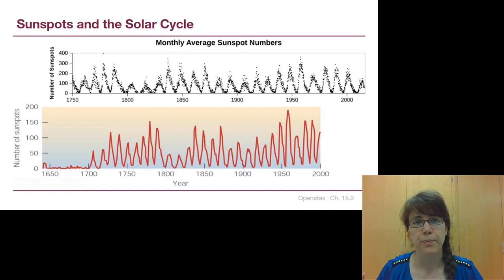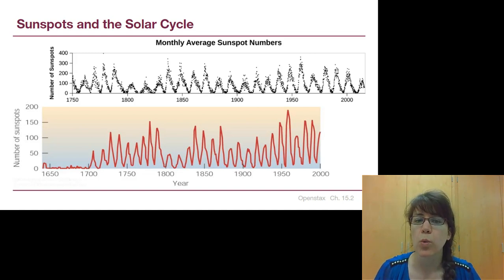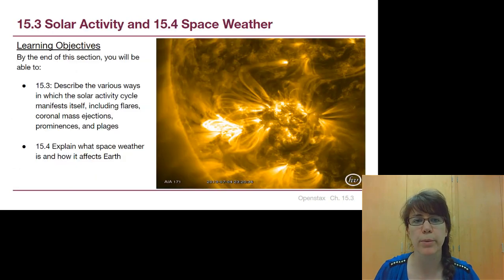Okay, so we know that there's a solar cycle because of the tracking of sunspots for the most part. But when we talk about the sun being active and inactive, what we really care about is not the sunspots specifically, but the parts of the solar activity that affect the Earth. And that's what we mean when we talk about space weather, and we'll talk about both sections 15.3 and 15.4 together to finish up this video.